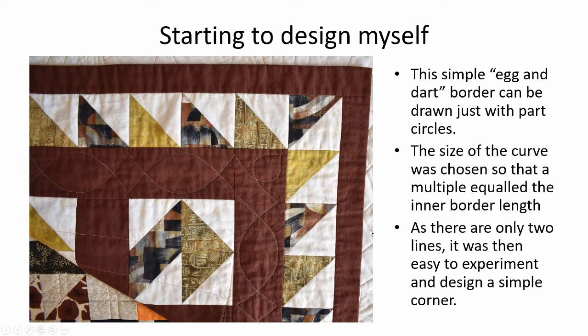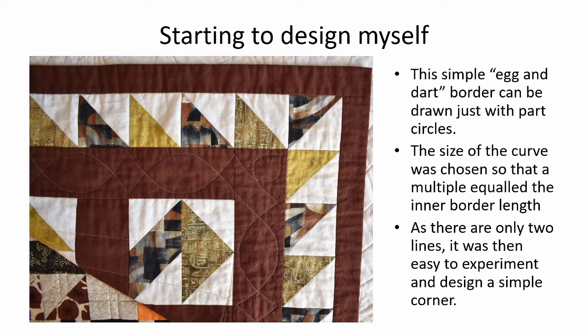Jack-in-a-Box was an early quilt where I decided to design the quilting border myself. This egg and dart design that we have here, this oval is the egg and this pointy bit is the dart, in fact is made up just from half circles, like that, and then the same the other way up. The size of the curve can easily be chosen so that a multiple of that just equals the border length that we need.